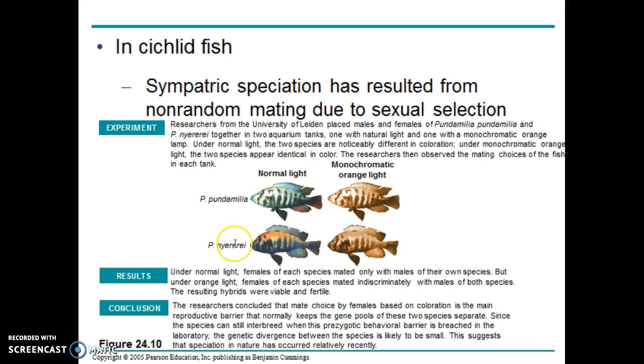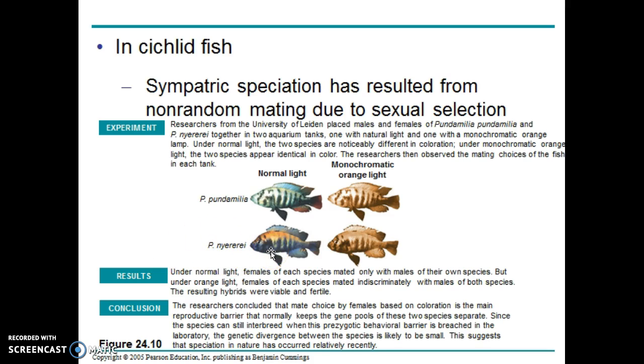Now, when these researchers exposed the two male populations of fish to normal light, you can see right here that the species do have different colorations. Therefore, the females of this particular species would always select these males, and the females of this species would always select those males.